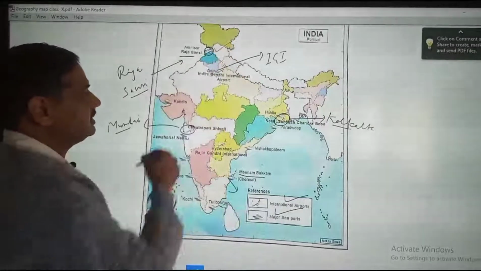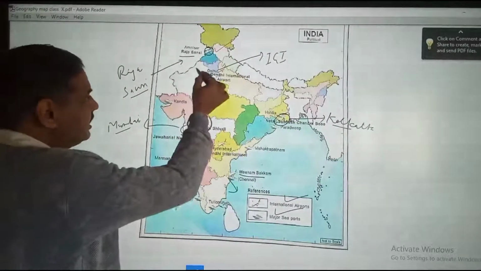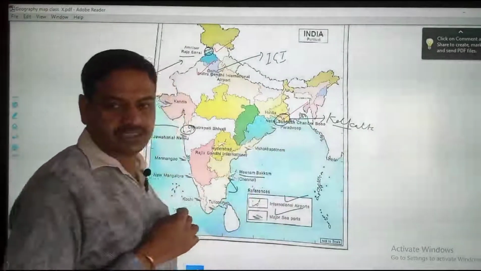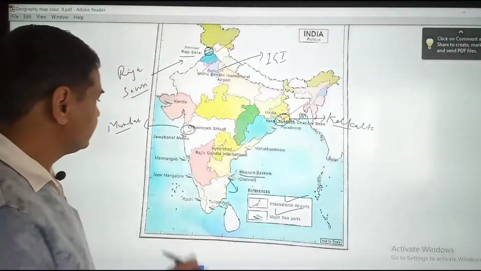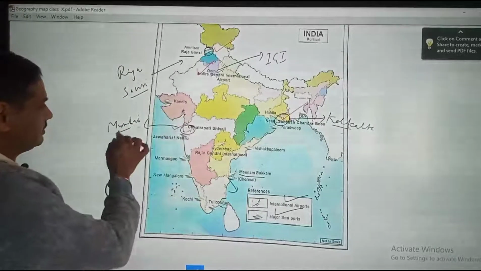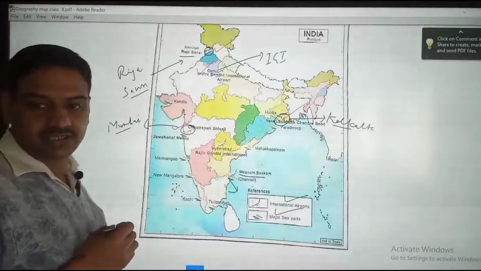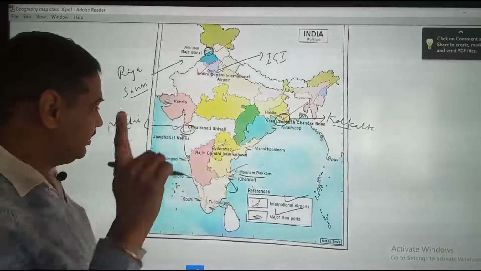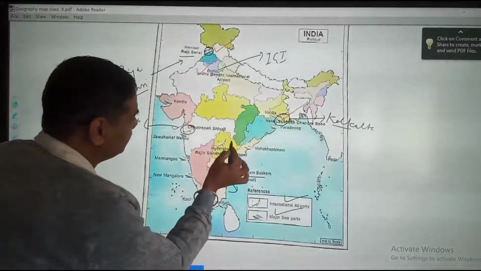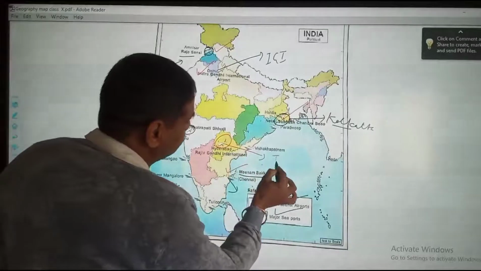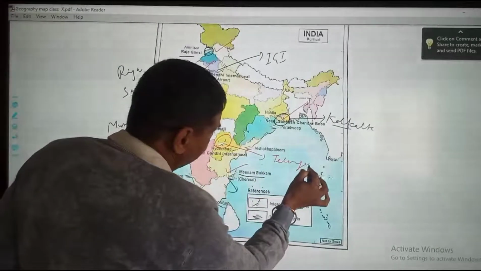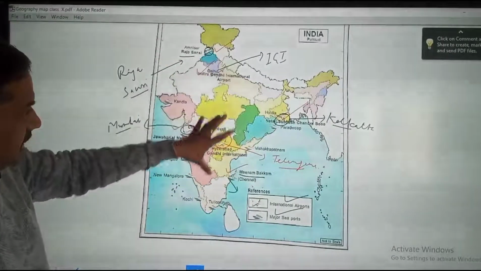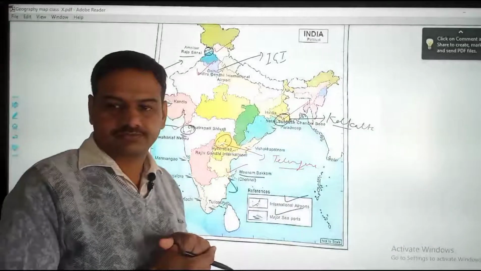Amritsar, the Raja Sansi Airport. Delhi, Indira Gandhi International Airport, IGI. Calcutta, Netaji Subhash Chandra Airport, in West Bengal. Mumbai, Chhatrapati Shivaji airport. Meenambakkam in Chennai. And one more airport is still left, the Hyderabad Airport in Telangana state. So these are the airports which can be asked this year.